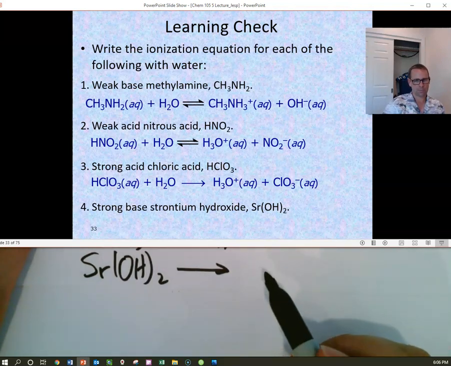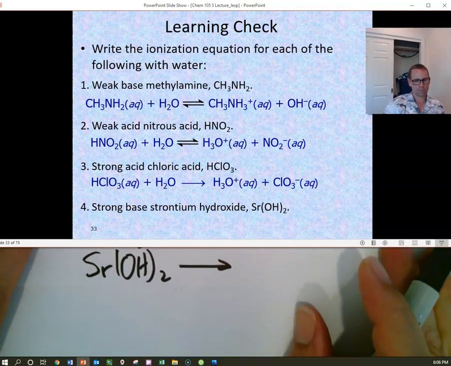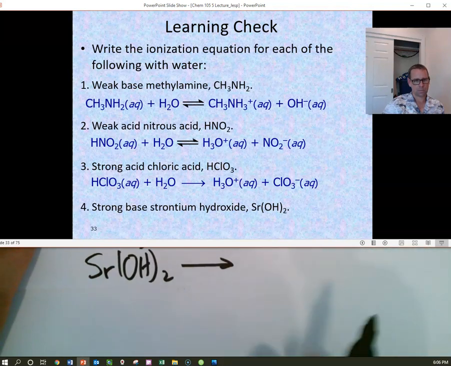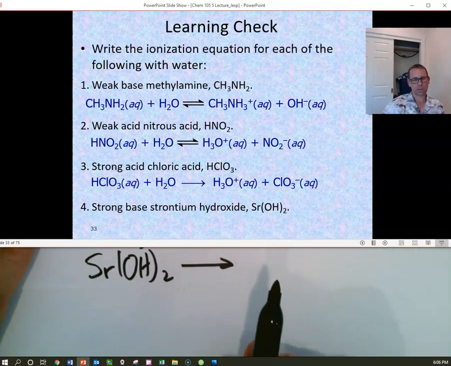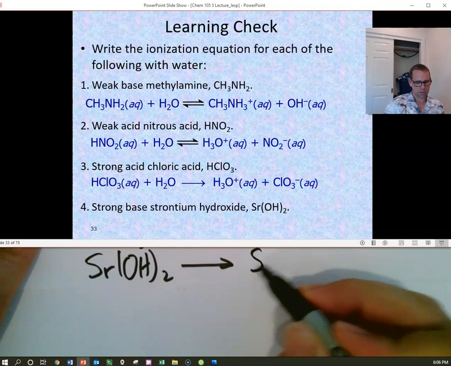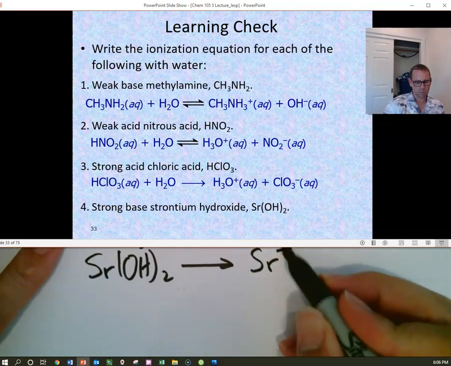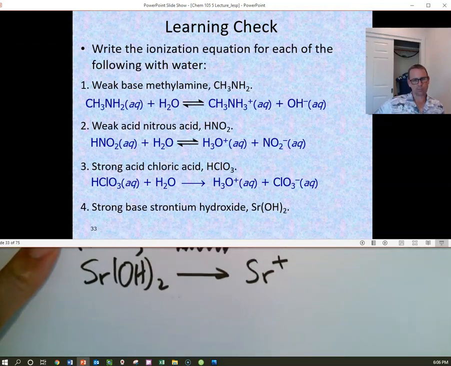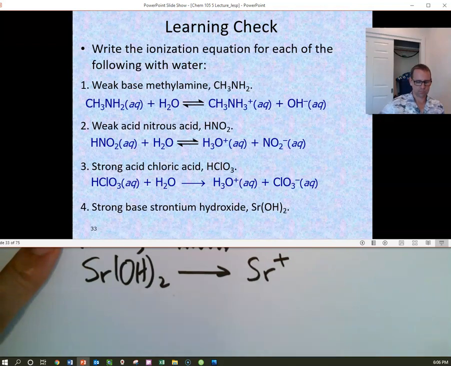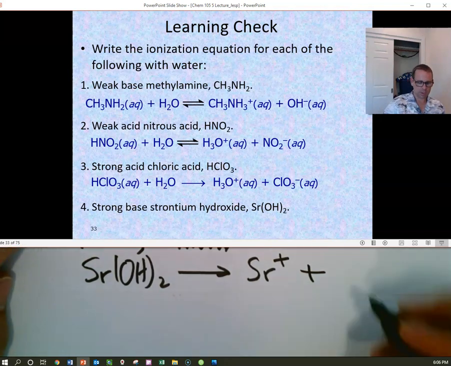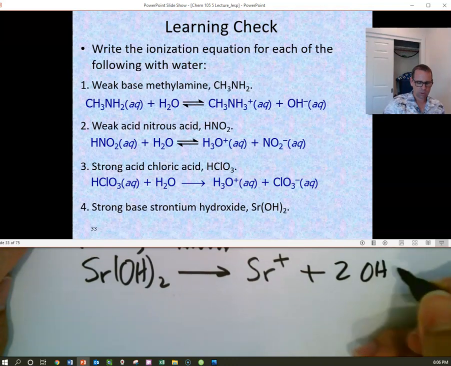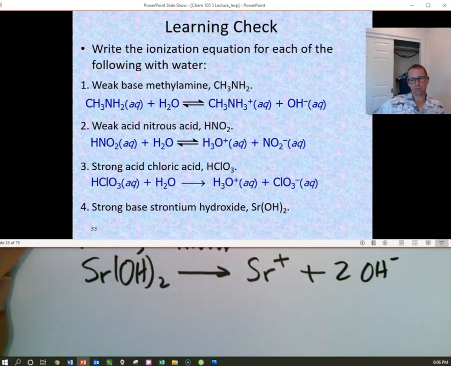So, you said it's a strong base, so it's strontium Sr plus, and then OH minus. Now, will we balance this and say 2 OH, 2 hydroxide ions, right? There's one other thing that we're missing.